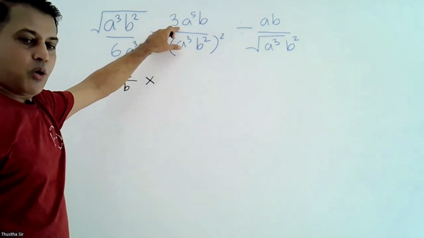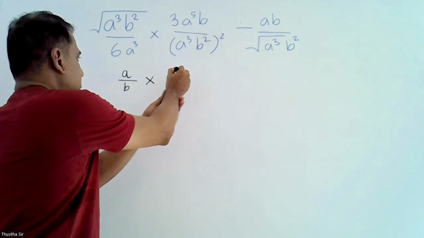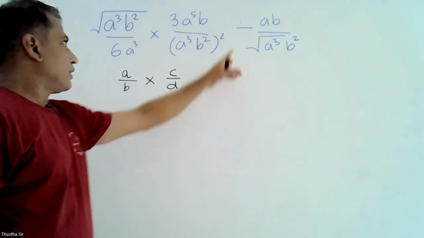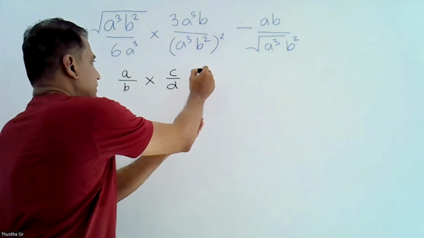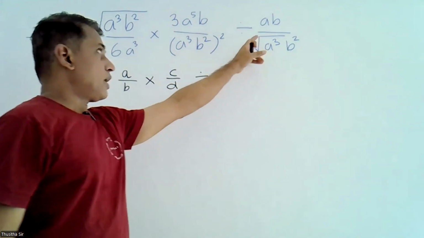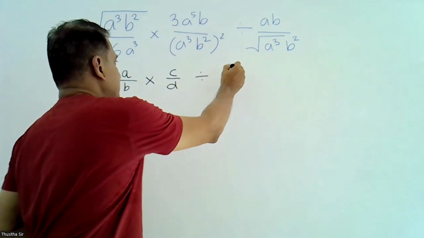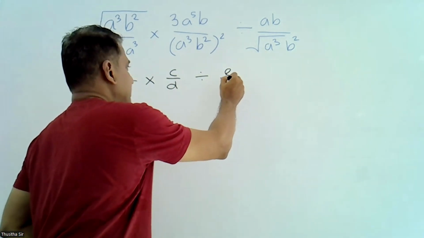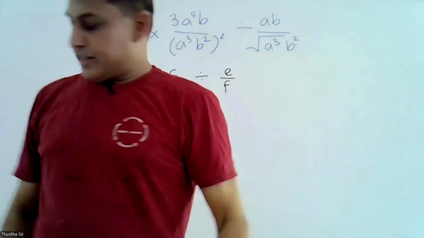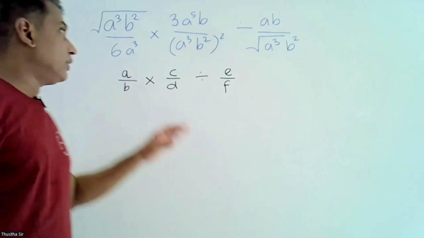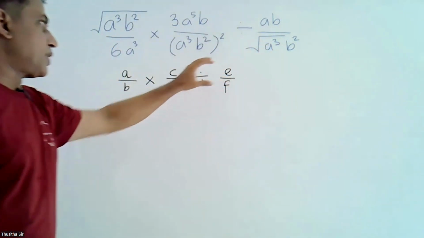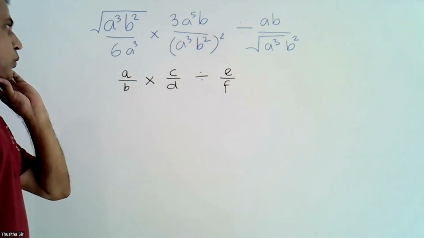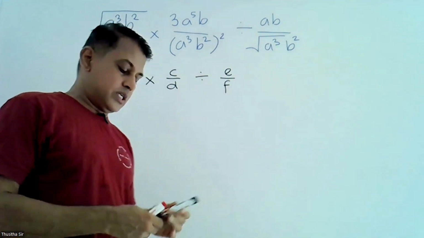Then this part, the top part, I write as c. The bottom part, d. Then this doesn't change. The division remains the same. And AB, I write E. And this one, I write F. Now you see the complicated expression I simplified into this. So how I solve this problem now, it's easy.